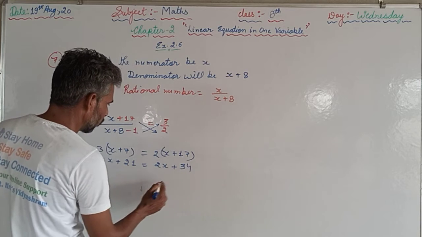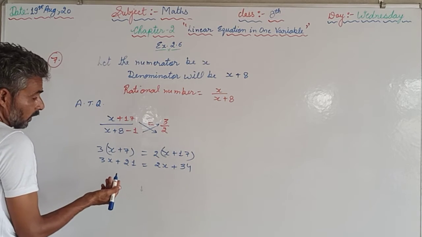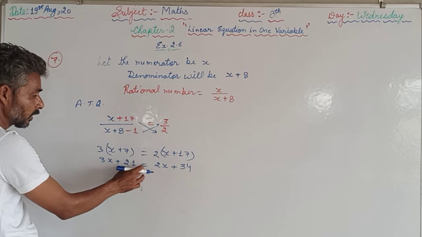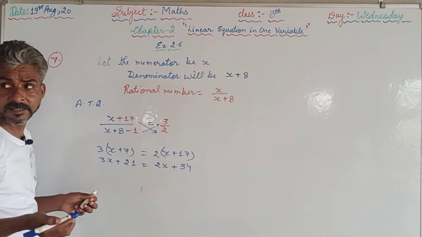Now this is a linear equation in one variable. Why? Because the equals sign is there. Linear means the power of x is 1 and only one variable is there, which is x.